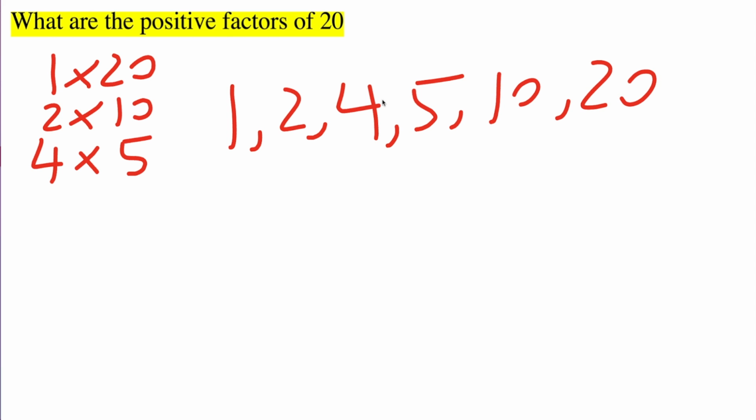And we can always check. You know how we can check? 1 times 20 is 20. 2 times 10 is 20. 4 times 5 is 20. And that's how we can determine factors.